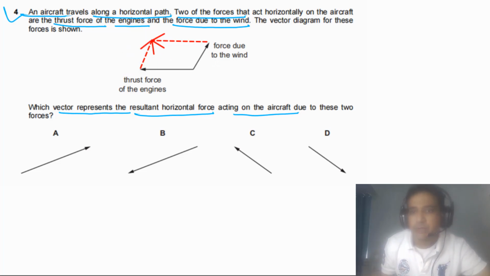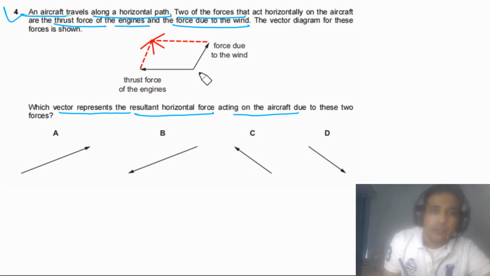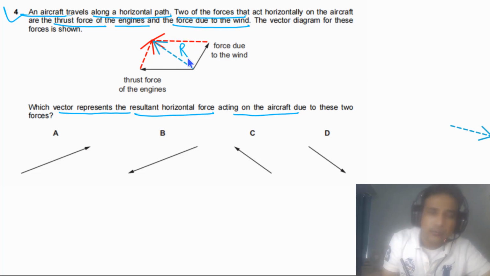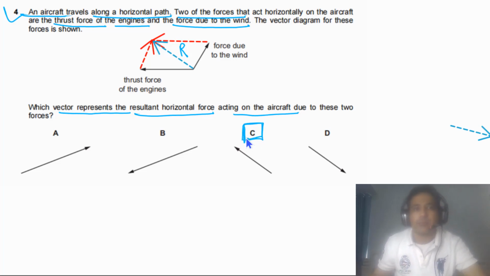Now we can draw the resultant. The resultant of these two has to be from the tail of these two to the head of these two vectors. So this is our resultant, and we can use capital R for this. So the answer for this question has to be C. C is correct. You simply have to use the parallelogram method and you can find the resultant force.